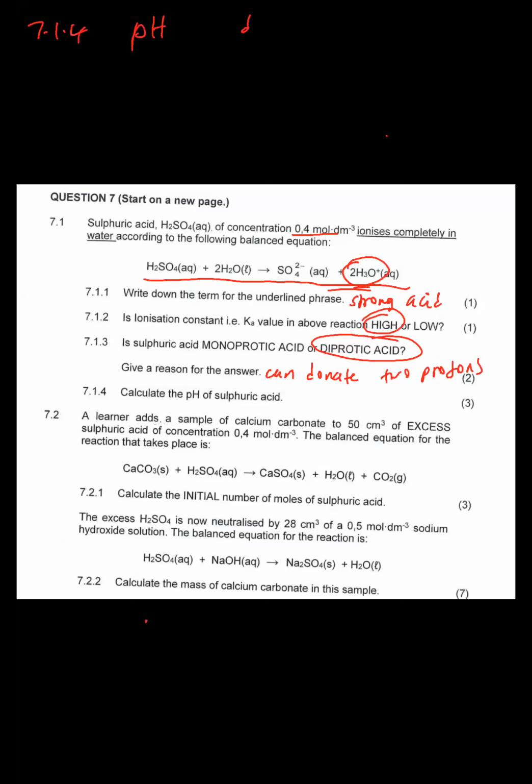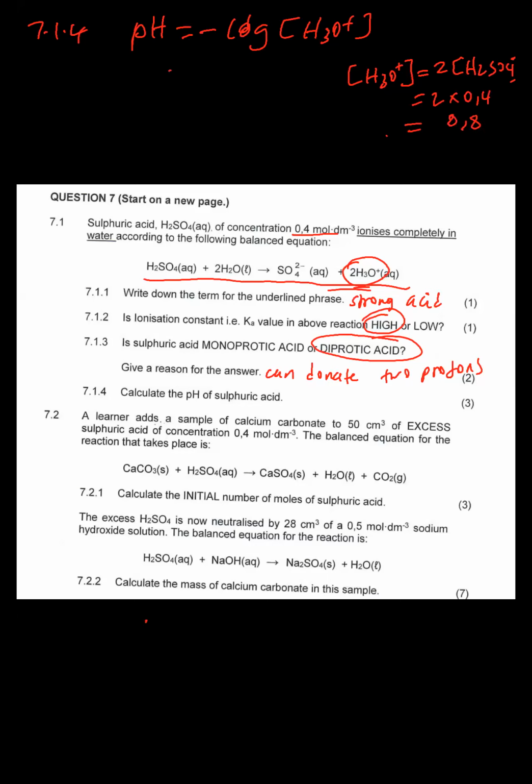pH is the negative log of the concentration of H3O plus. Before that, let us calculate the concentration of H3O plus. It is equal to twice the concentration of H2SO4. This is 2 times 0.4, which is 0.8. Now, back to our pH.